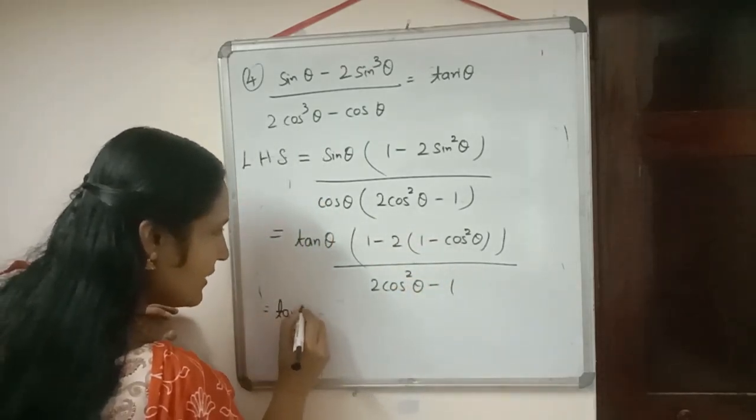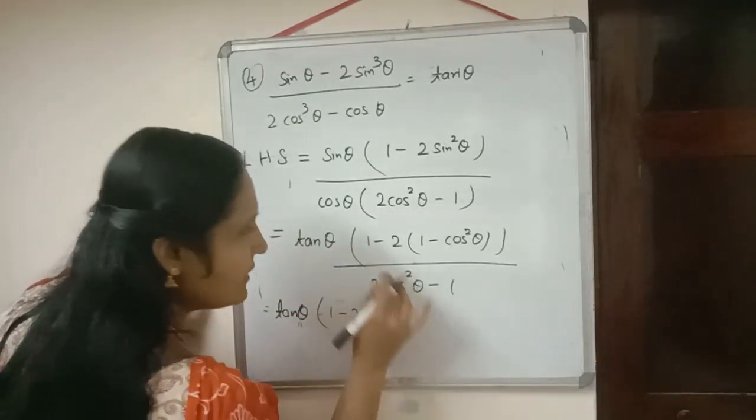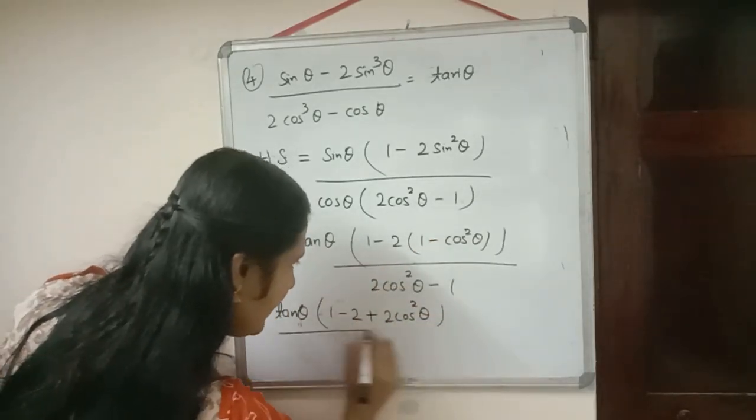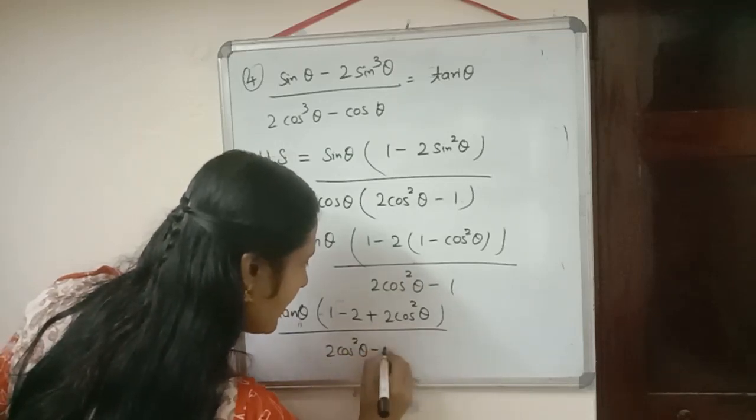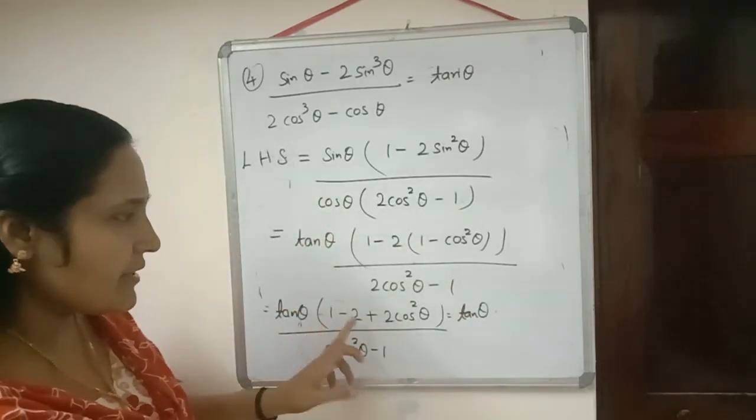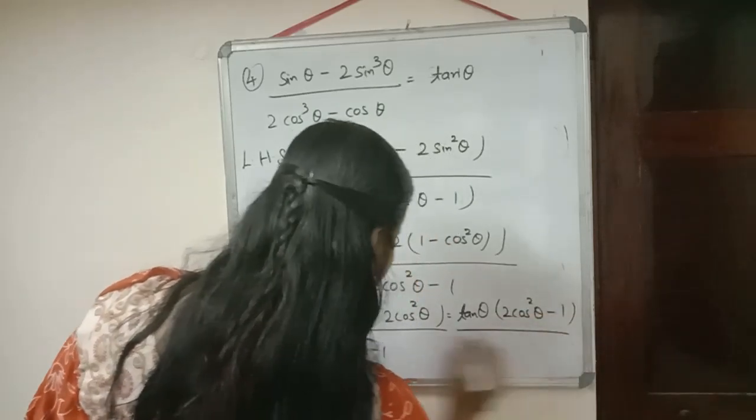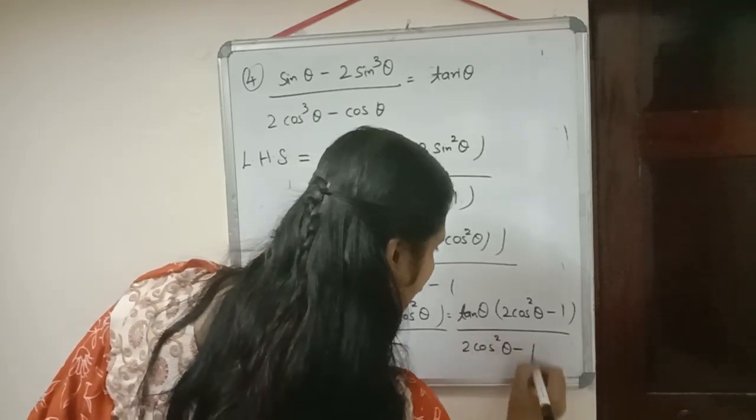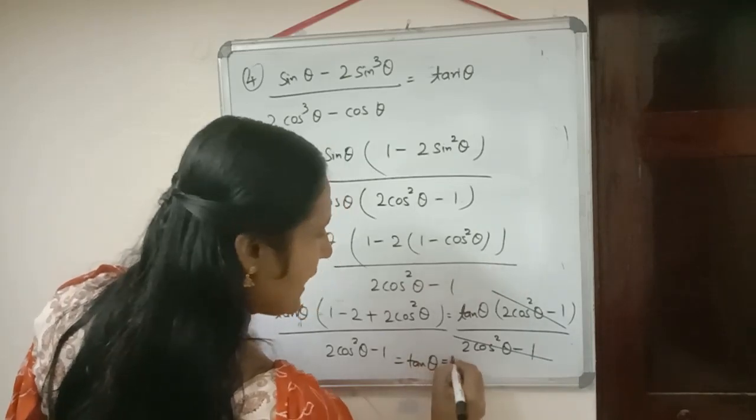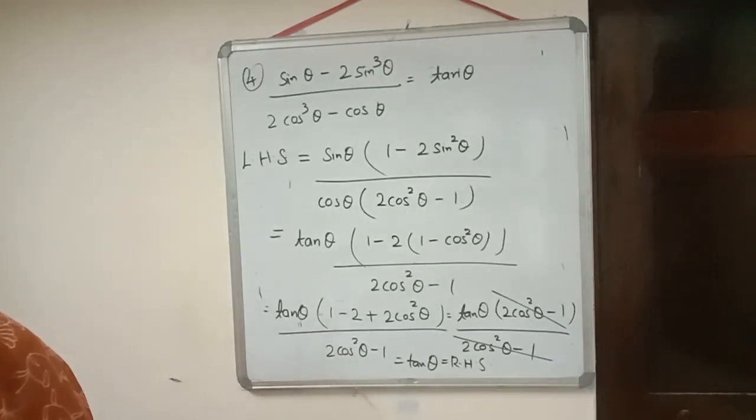Now just to check, we got our answer tan theta here. When we will open the bracket, what will come? 1 minus 2 minus into minus plus 2 cos square theta by 2 cos square theta minus 1. So we'll get here tan theta into 2 cos square theta. 1 minus 2 is minus 1. So we are getting here 2 cos square theta minus 1 by 2 cos square theta minus 1. So these two will get cancelled. We will get the answer is equal to tan theta, which is equal to our right hand side. So I hope this question is clear.